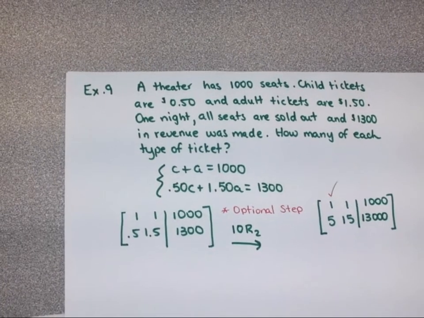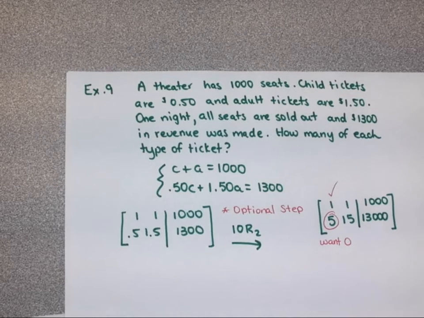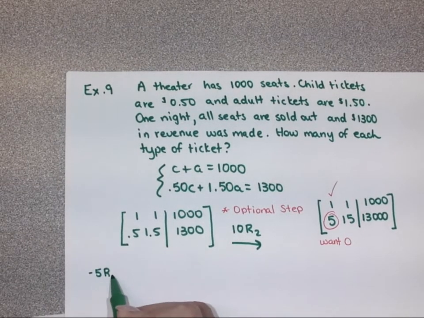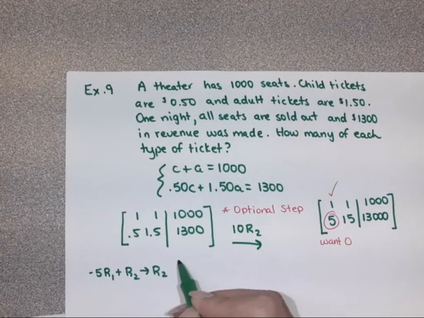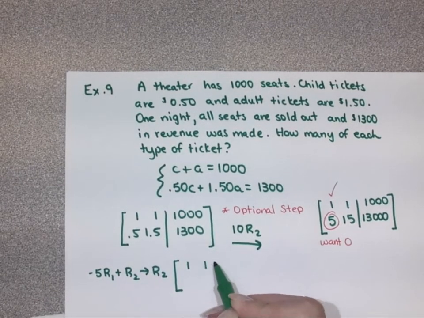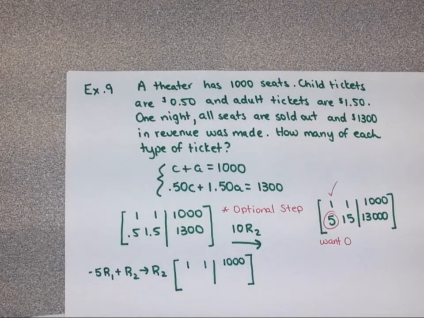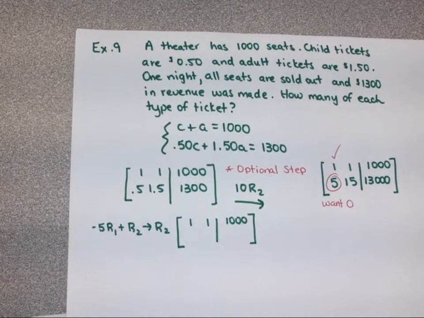But notice the 1 is in place, right? So I work on what next? The 5. So I want this to be a 0. What am I going to need to add to 5 to make it a 0? -5, right? So it's going to be -5 times the first row plus the second row, and that's going to be the new second row. So the first row is not changing. You can also, remember, write it as row 2 minus 5 row 1 if you want.